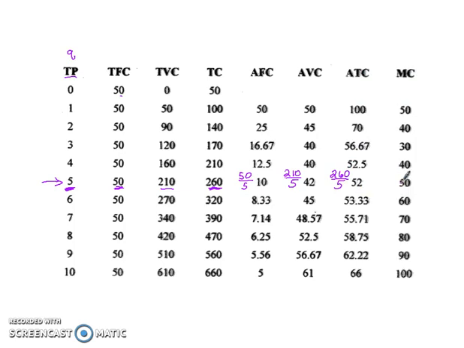And then finally, we have the marginal cost. And the marginal cost, when we increase production by 1, when we go from 4 units of production to 5 units of production, my total costs went up from 210 to 260. So my total cost increased by 50. So my marginal cost would be the change in the total cost, which was 50, divided by my change in output, which was 1, and that would give you your marginal cost.